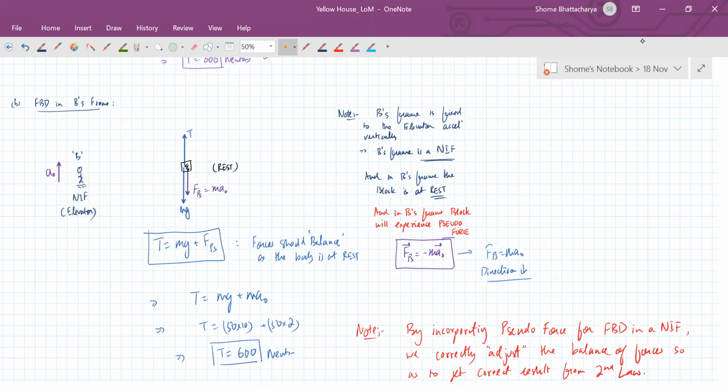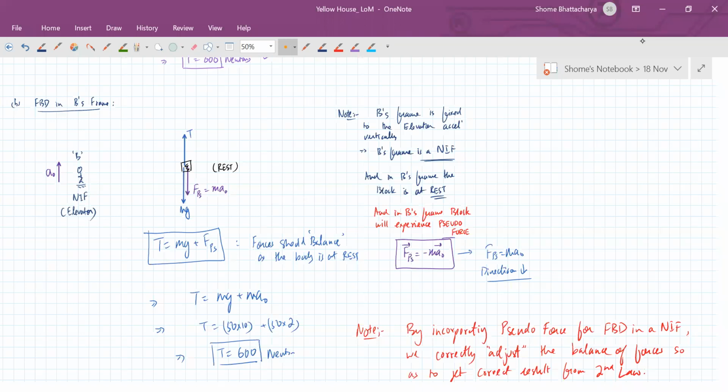Yes, the free body diagram will differ because in a non-inertial frame you have to incorporate pseudo force. In an inertial frame there is no pseudo force. And pseudo force is always opposite to the acceleration of the frame. So in this case the acceleration of the frame is vertically upwards, so the pseudo force acting on it is downwards.